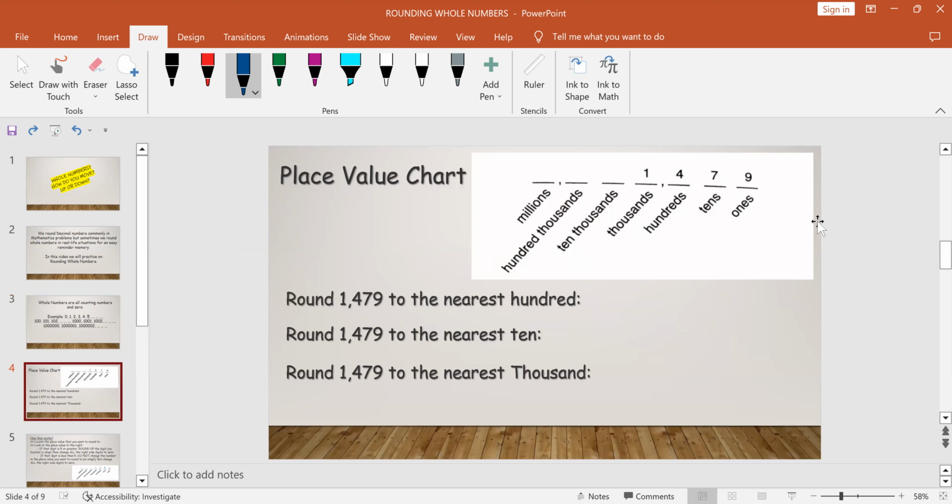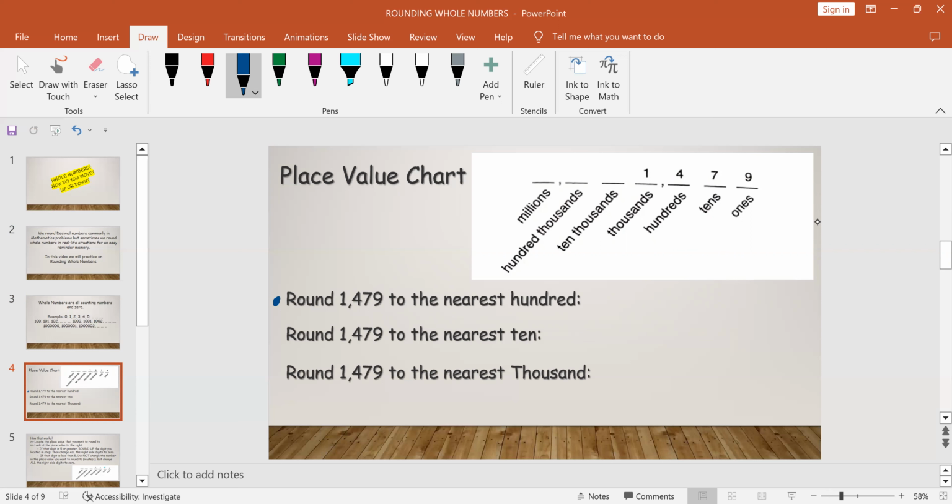Now, to better understand how to round whole numbers, first of all, let's see the questions. The first question, they say round 1,479 to the nearest hundred. The second question rounds the same number to the nearest 10, and the last one to the nearest 1,000. So we need this chart to better understand how to round whole numbers. So let's understand the charts.